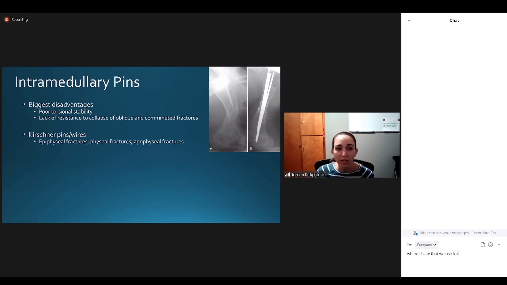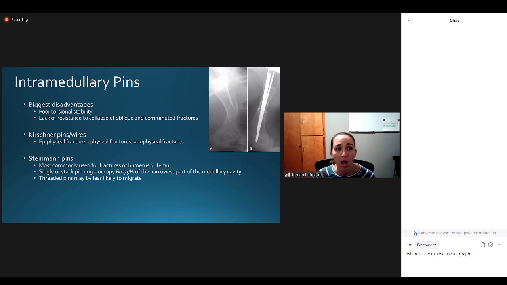There are also pins and wires that can be used. You can see in this one, there are pins and some wires also going around the fracture to try to keep it stable. And then Steinmann pins are the most common type of pin used. And again, these are for humeral or femur fractures. We usually do what's called stack pinning, where you're doing more than one. So again, in this image, there are at least 3 pins going into the bone because you're trying to fill up the entire medullary cavity to give as much support as possible.